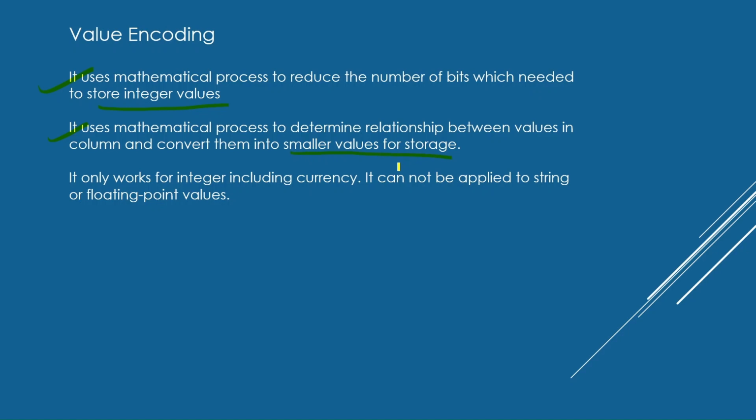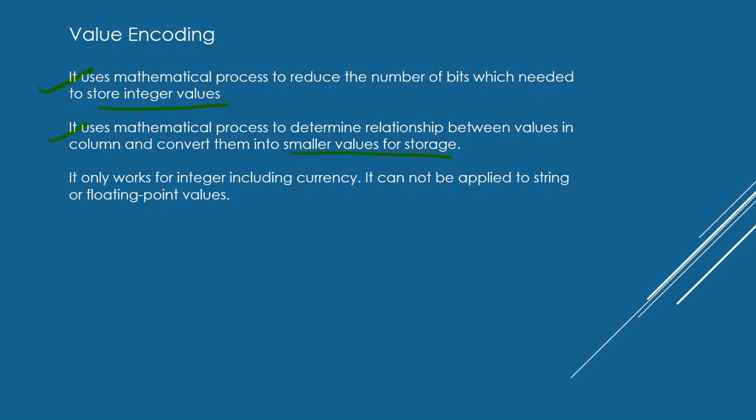So whenever you are talking about value encoding, internally it uses a mathematical process which determines the relationship between the values of the column and converts them into a smaller value of storage.